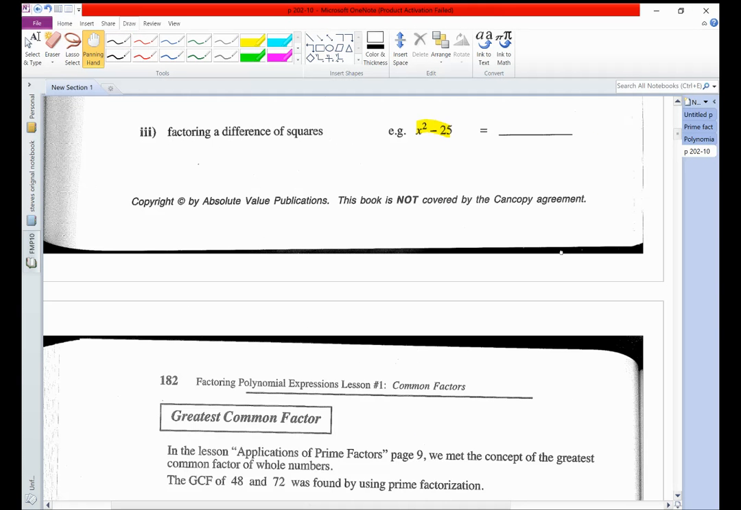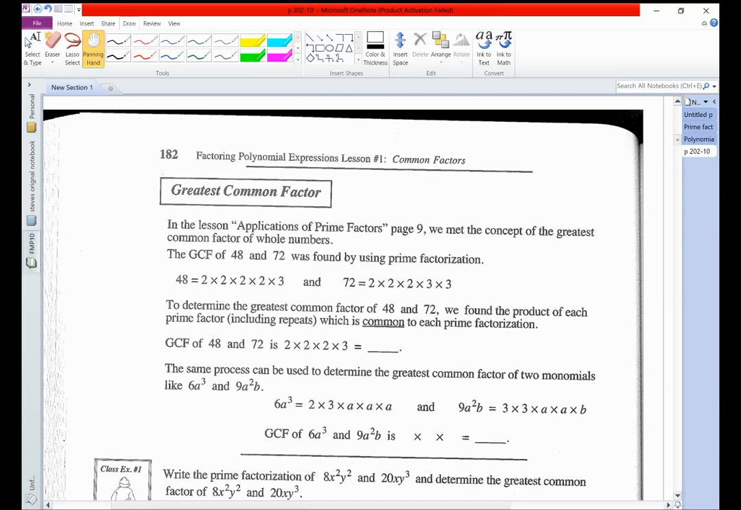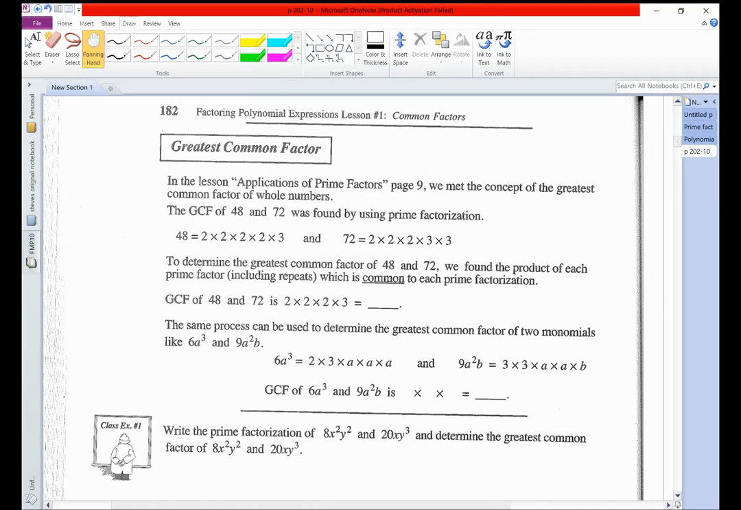So factoring is kind of breaking things down into simplest form. And we are going to draw on the greatest common factor concept, which we learned in prime factorization, chapter 1. So just a quick review here, using prime factorization, which is factor trees or division tables. You won't have to do many of these.